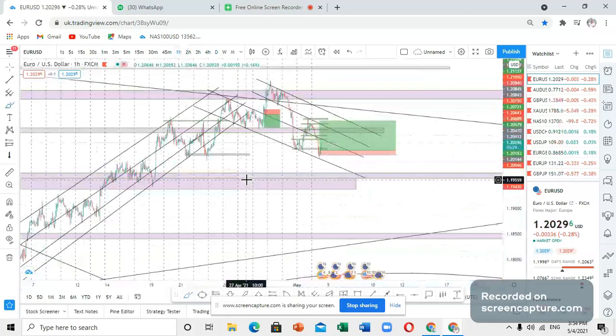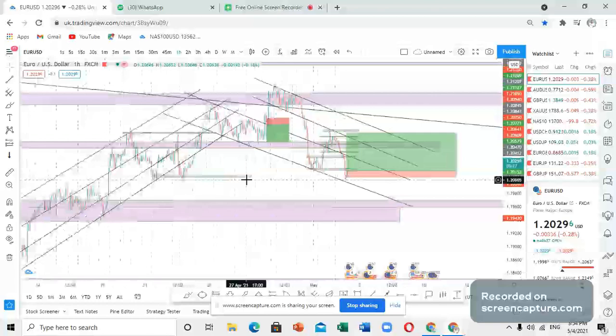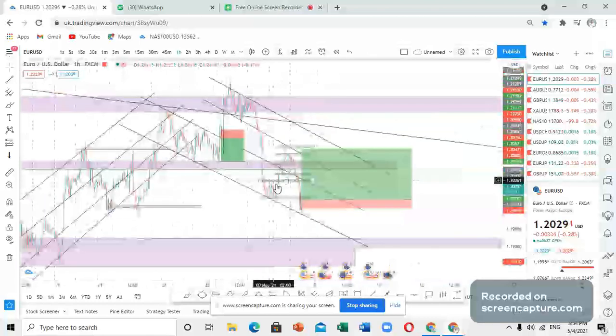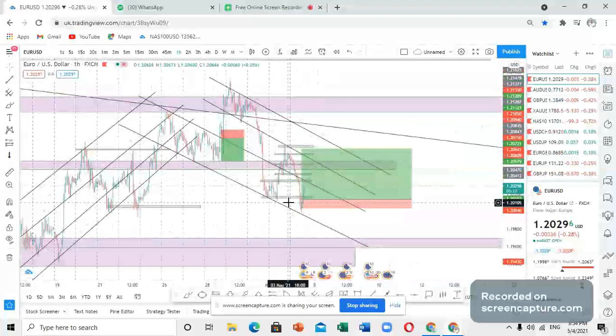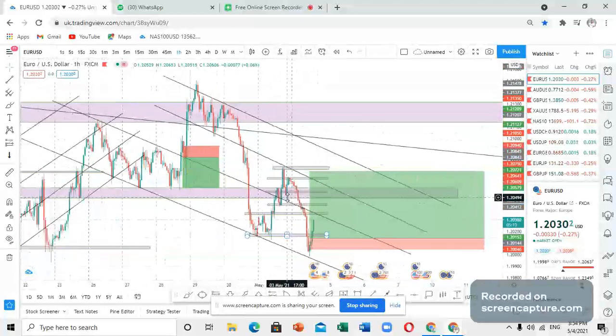So you can see that after touching the top, the markets were trying to break out, but then it was as if they were going for a retest. So this is what we had here. Yeah, beautiful. Now you can view it in the correct way.